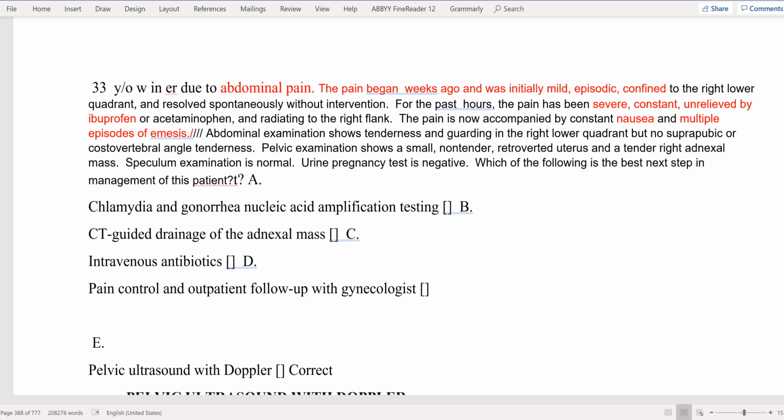This is most likely ovarian torsion. This is a typical presentation, a tender right adnexal mass. So that's why we do a pelvic ultrasound with Doppler. That's the best thing.